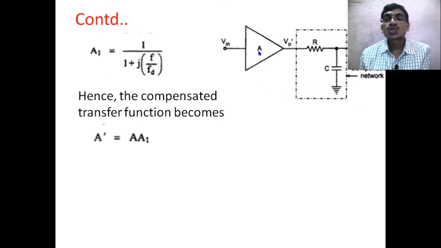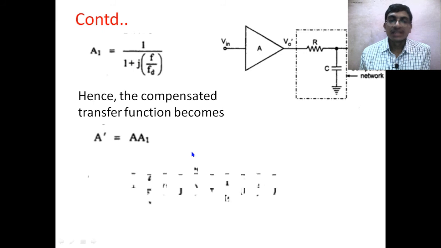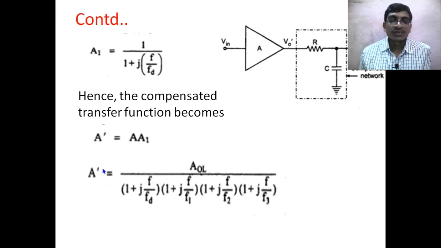As these two networks are in series, the gains A and A1 will get multiplied in order to get the total compensated transfer function. A dash is equal to A into A1. If we multiply both, A dash becomes AOL into 1 plus j into f by fd into 1 plus j into f by f1.